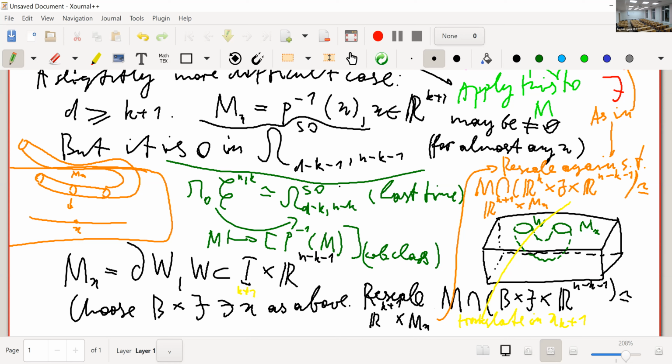Well, what do I do? So, first of all, I translate Mx, and then I want to join Mx cross R^{k+1} and the empty set. What do I do?